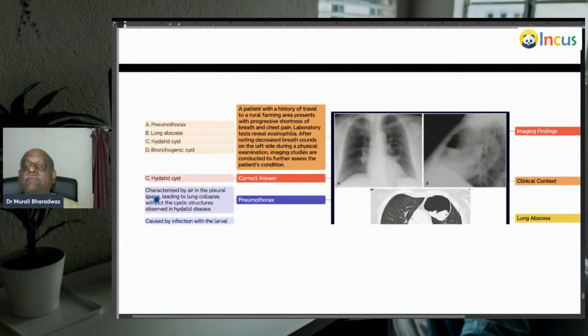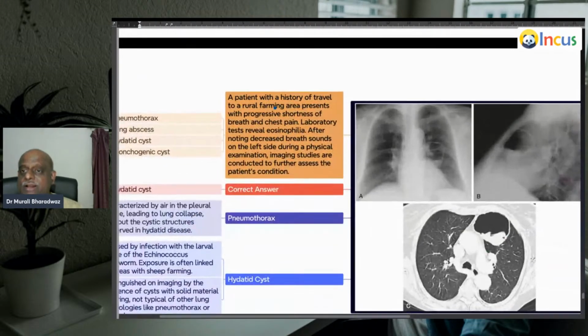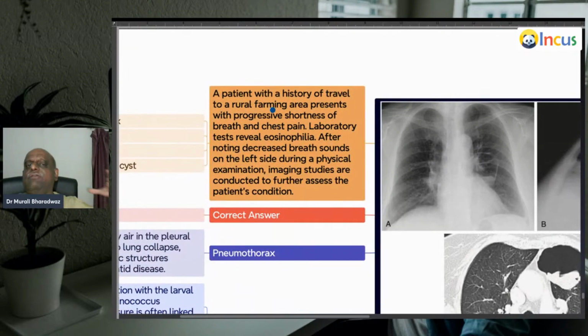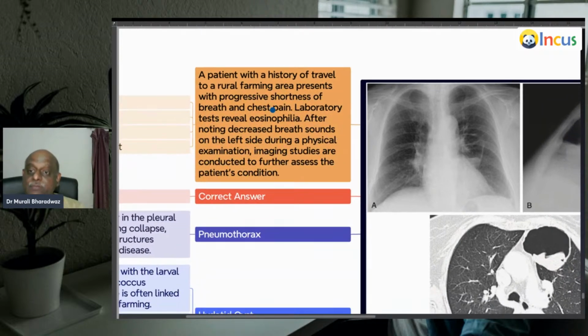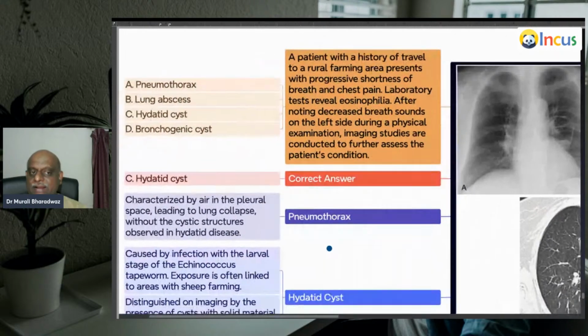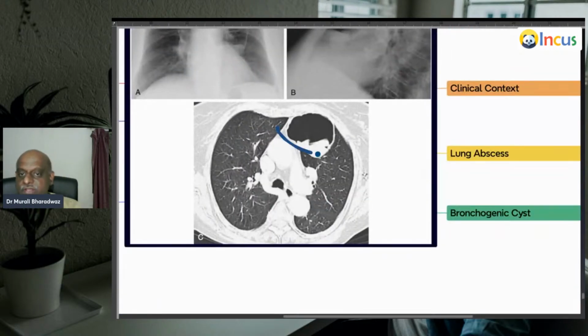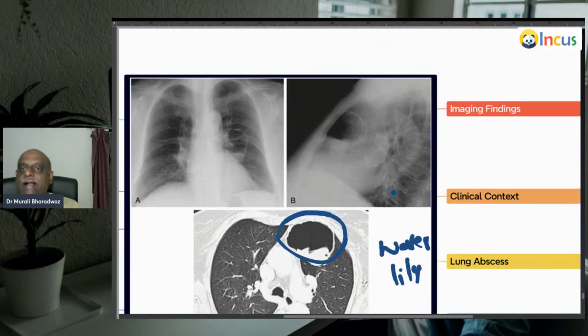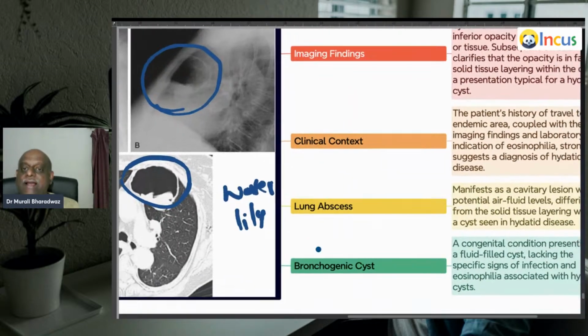mycobacterial infection. A patient has got a history of travel to a rural farming area where there are dogs, there are pigs, there are sheep, there are goats. He also has eosinophilia. Decreased breath sounds on the left side. And imaging has been done. So what are you able to see? Water lily sign in the hydatid cyst is what you're able to see, the floating membranes of the hydatid cyst.